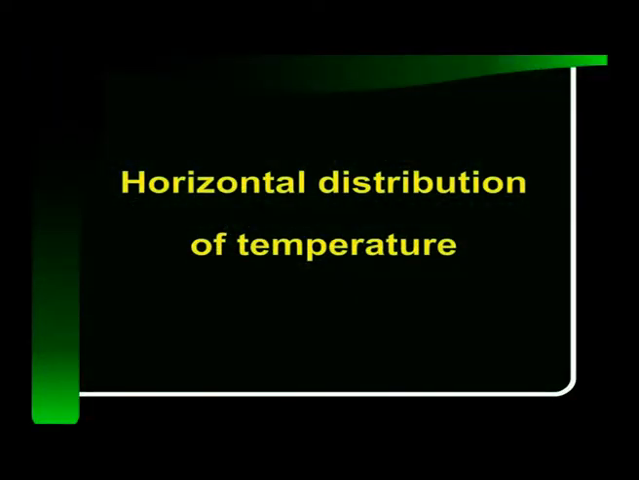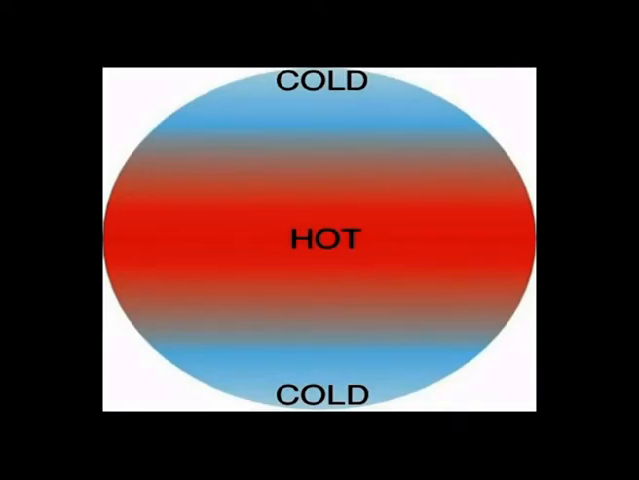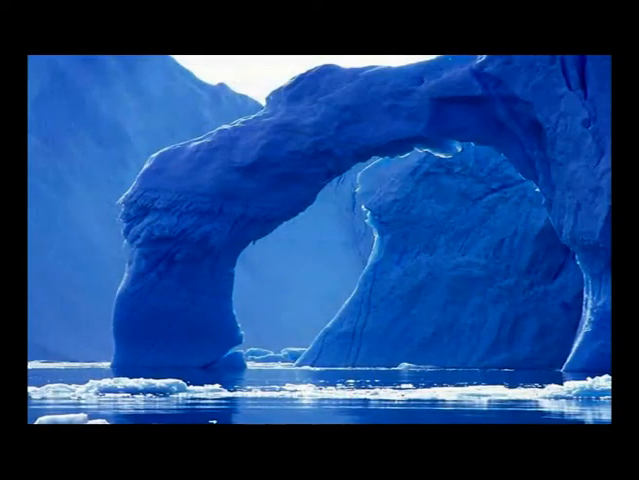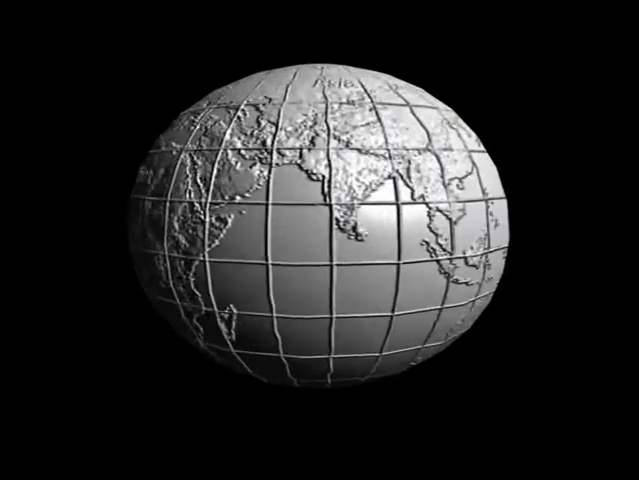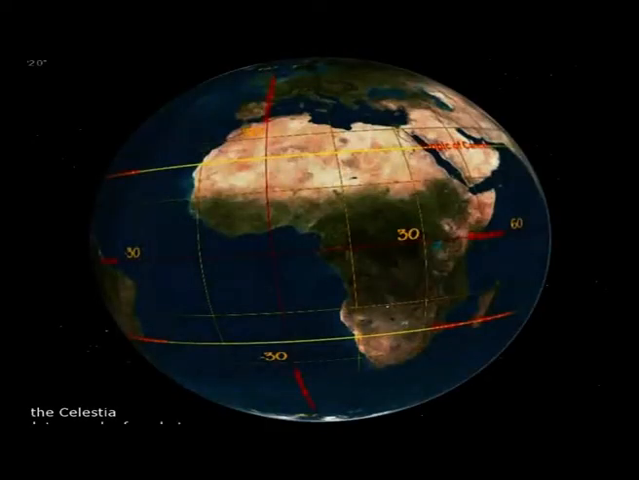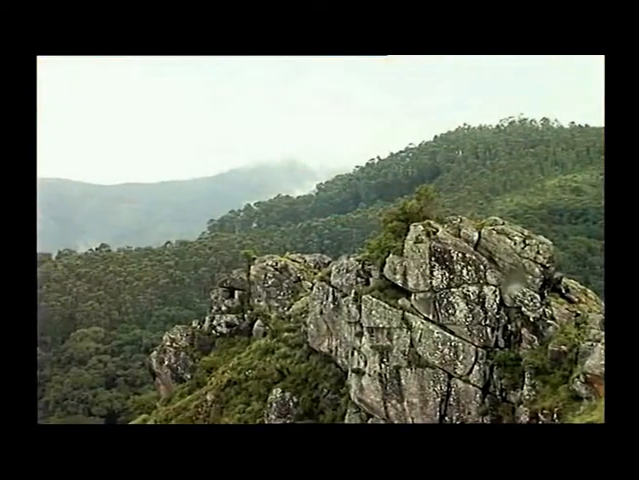Horizontal distribution of temperature. There are a number of factors that determine the horizontal distribution of temperature. There is a general decrease in temperature from the equator towards the poles. The isotherms over certain parts of the globe are closely spaced, while elsewhere they are widely spaced. There are other factors also affecting the distribution of temperature, like differential heating of land and water, effects of ocean currents, mountain barriers, etc.